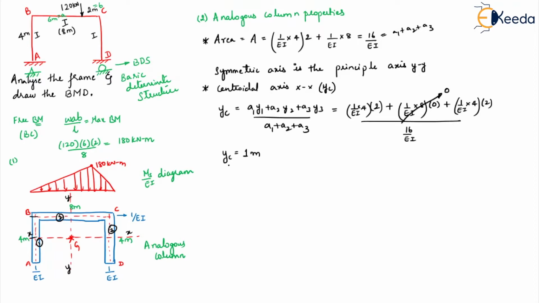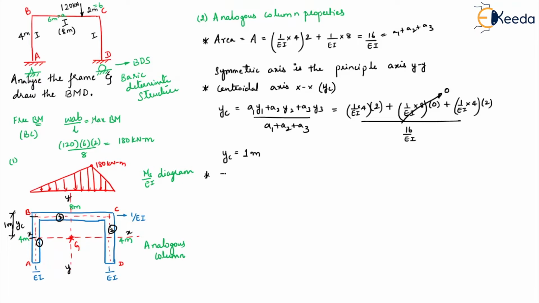Right. So once this is done, what we have to do? We have to plot the CG. So the CG is plotted here. That's nothing but your YC. This portion is your YC. So this is how much? 1 meter. So the remaining this side is how much? 3 meters. Right. Now once this is done, we have to calculate the moment of inertia about XX as well as YY.